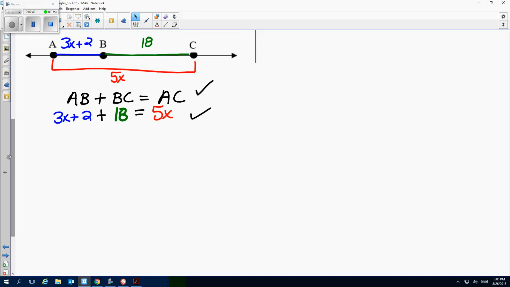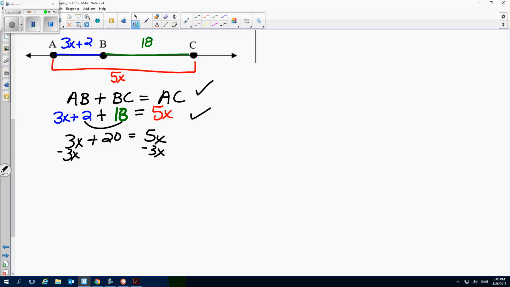We're going to extend this page just a little bit so we can see everything. Now we're just going to solve the equation. These are the algebra skills you might need to practice, and you might need to come to tutorials if you need additional help. I can add 2 plus 18 and combine that like term, so I have 3x plus 20 equals 5x. Then I'm going to solve for x by subtracting 3x from both sides. I know some of you like to show moving it, but make sure you use the opposite when you do that. The 3x cancels out, leaving me with 20 equals 2x.